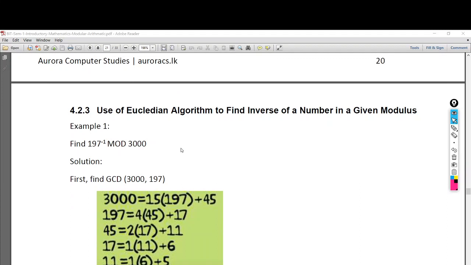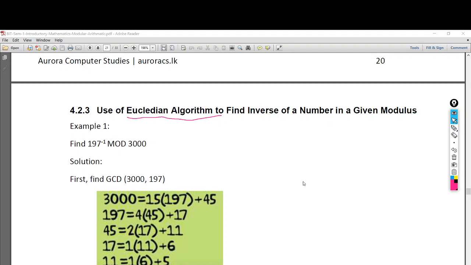For that we can use the Euclidean algorithm. But if the mod is a prime number, don't use the Euclidean approach. You can use Fermat's little theorem, which is much faster. But if it is not a prime number, we have to use the Euclidean algorithm. You know what is meant by Euclidean algorithm to find GCD. We are going to use the same approach, as an extension to the Euclidean algorithm, to calculate the inverse.